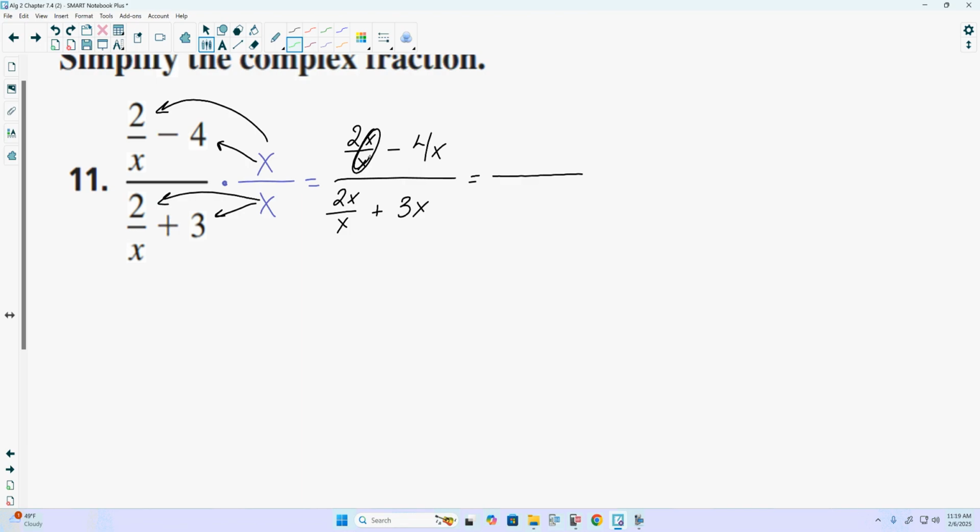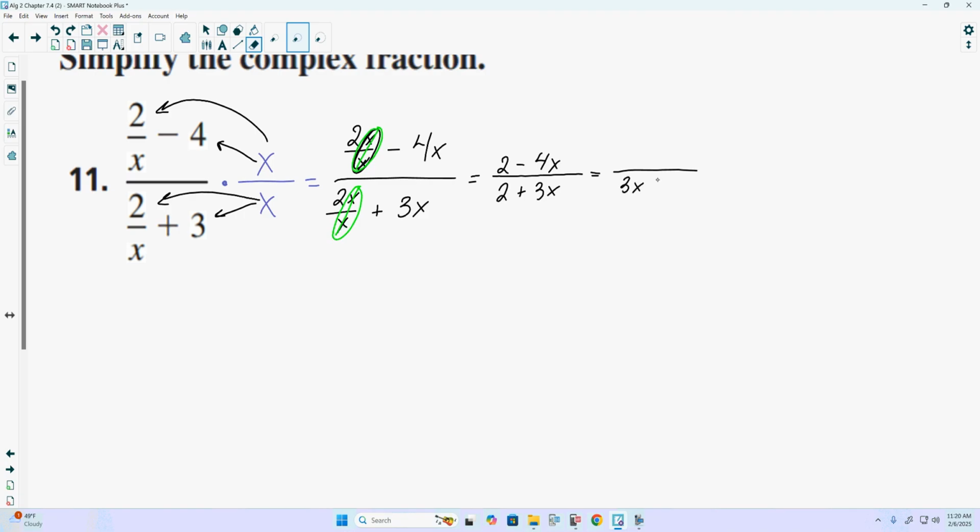Now, the 2x over x here, the x's will cancel here. The 2x over x is going to simplify to give us 2 minus, I'm ahead of myself, 4x over 2 plus 3x. 3x and 2 on the bottom, is there a common factor between the two? No.